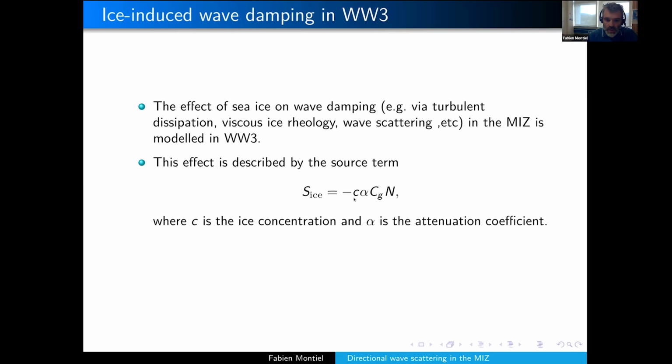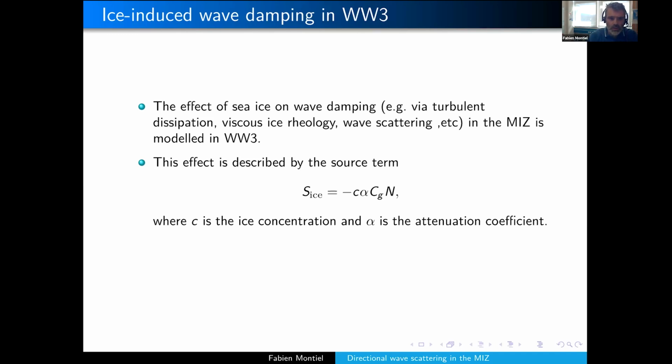C here represents the ice concentration. As you can see, it depends linearly on ice concentration. So the more ice you have, the more damping you have. That's essentially what it says here. And alpha here is the key parameter, which we call the attenuation coefficient, and that describes essentially the rate at which waves attenuate.